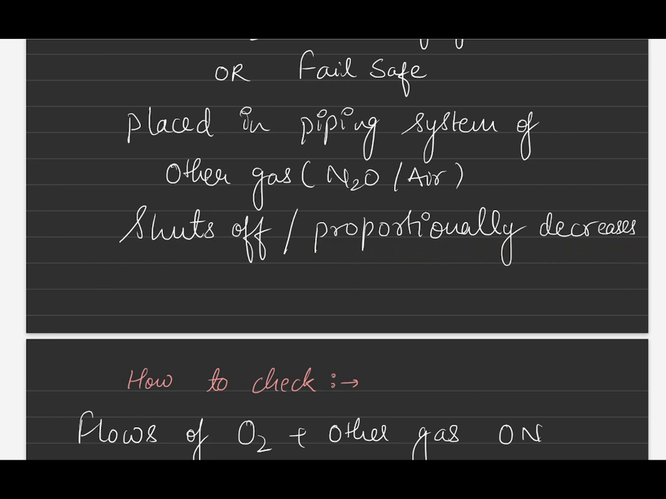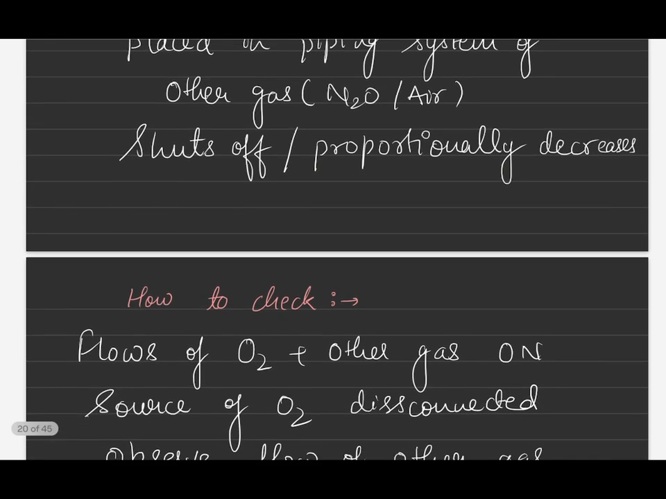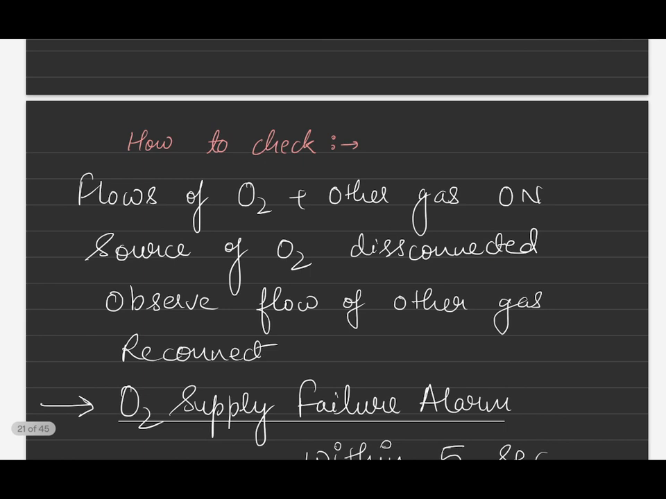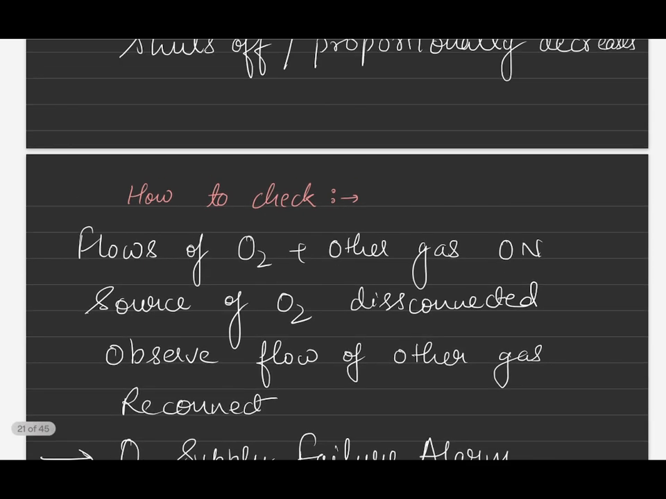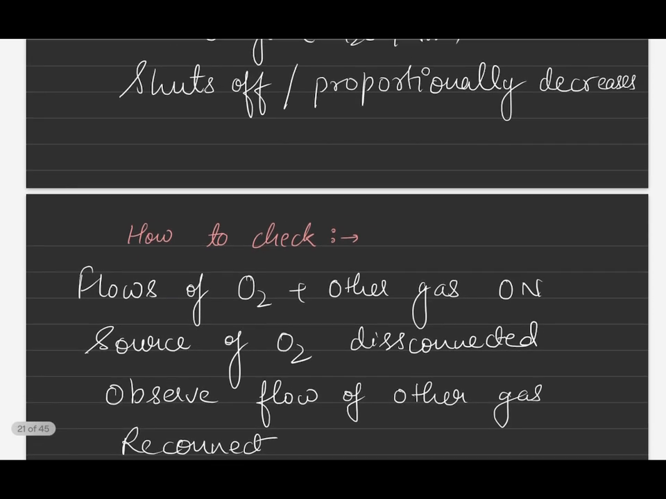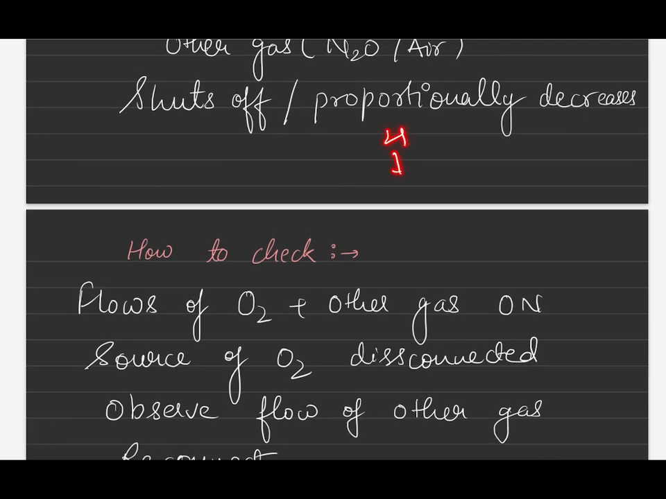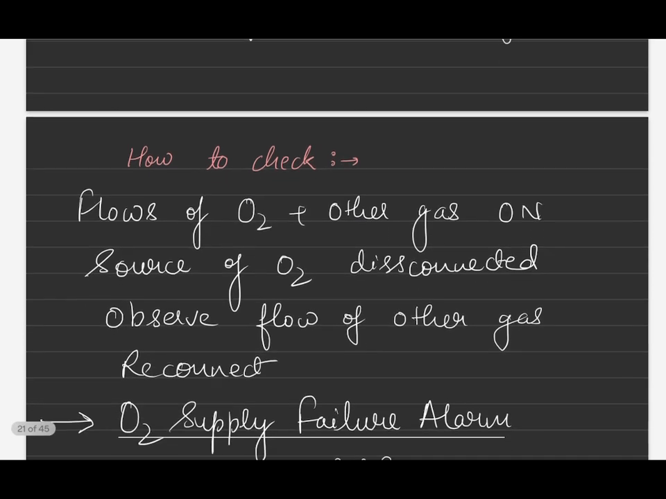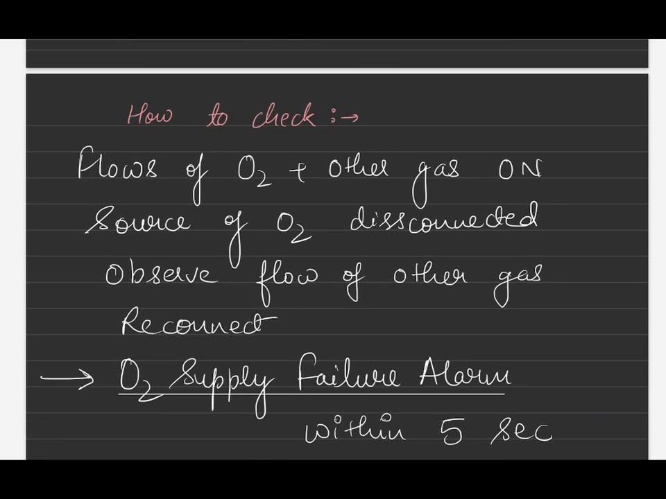Suppose oxygen and nitrous oxide are in combination, and suppose the flows are 4 liters and suddenly oxygen goes to 0. So, nitrous oxide will also fall to 0, and there can be proportional decrease. Suppose 4 to 2 liters or 1 liter is sudden decrease in oxygen flows, then nitrous oxide flow will also decrease proportionately. So, how to check oxygen pressure failure devices?